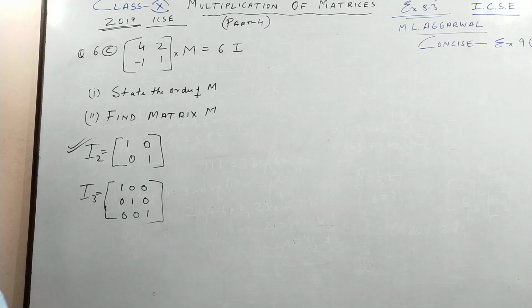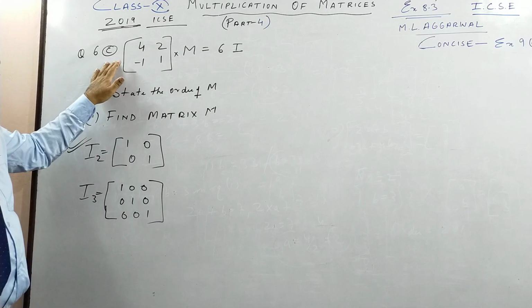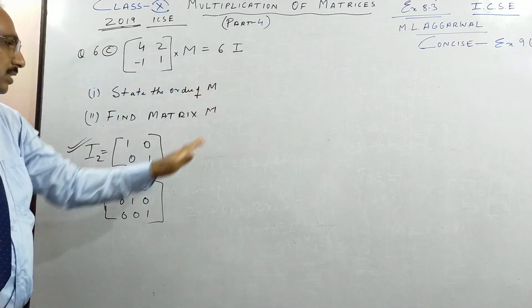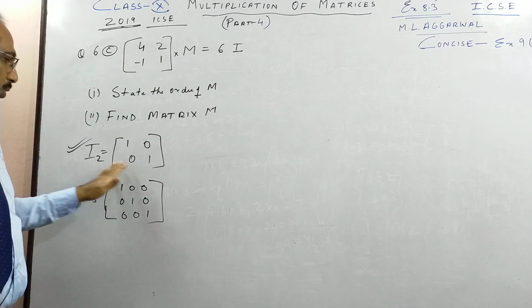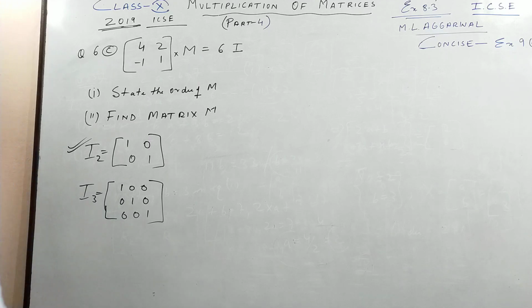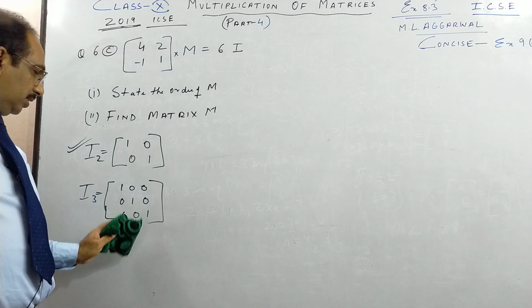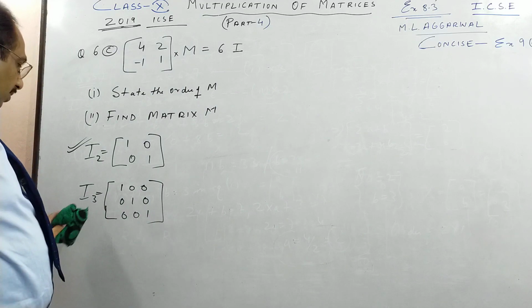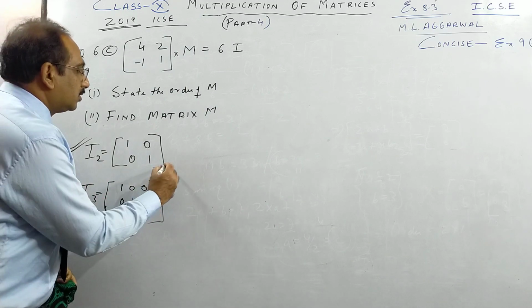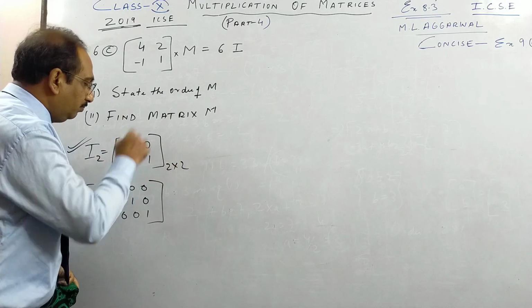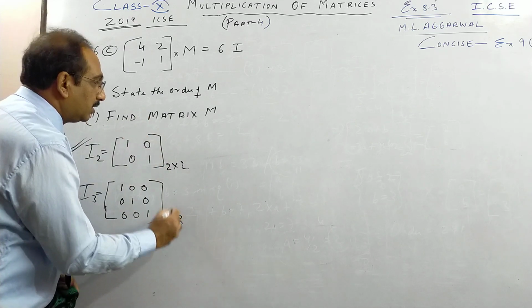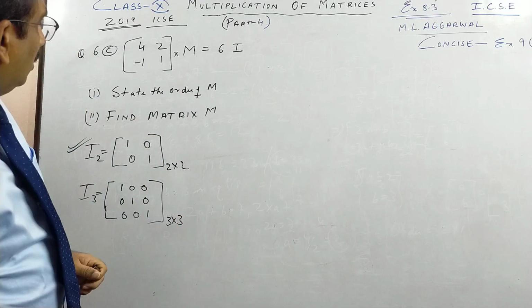So here we have to find M. This is given, this into this is 6I, which is a 2 by 2 matrix. So you don't get confused, I am just telling you that this is the identity matrix of order 3 by 3, and this is 2 by 2, 2 rows 2 columns, and this is 3 by 3. So let us start.